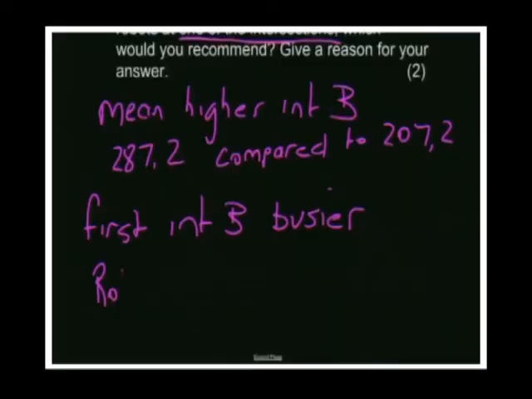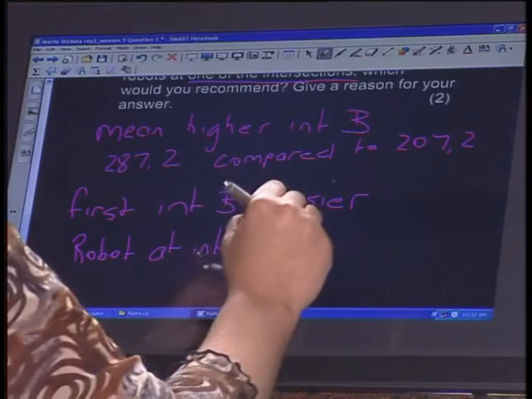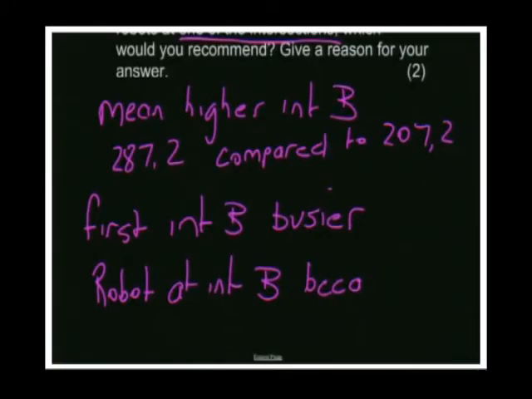So if we only had to put one robot into either one of these intersections, I think we would go with the robot at intersection B. And what would your answers be? Well, we've based it on this information that we've given them here, but then I would say because it is busier. Because we've calculated it's busier.